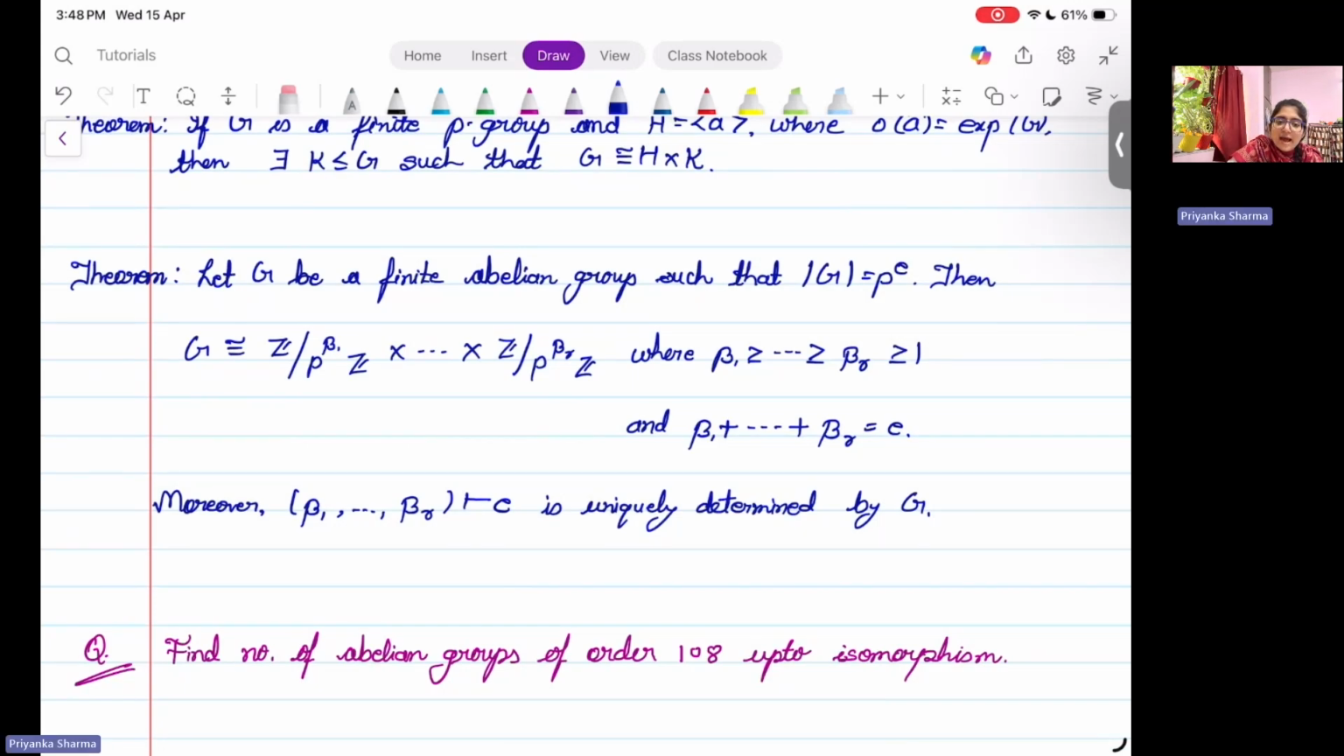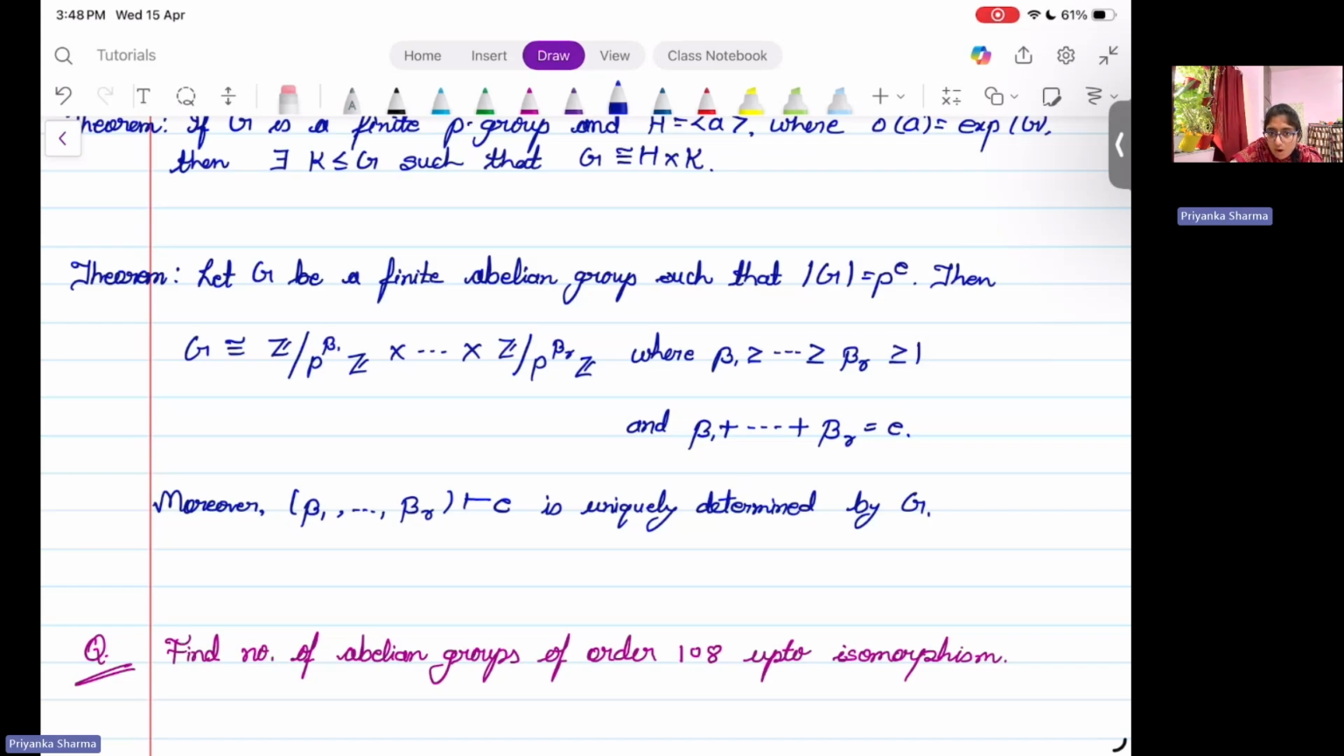So now we have the structure theorem for finite abelian groups for a p-group. That is, if G is a finite abelian group whose order is p to the power e, then G can be written in this form. G will be isomorphic to Z mod p to the power beta 1 Z cross Z mod p to the power beta 2 Z cross up to Z mod p to the power beta r Z.